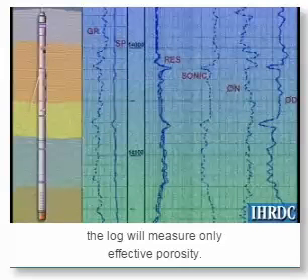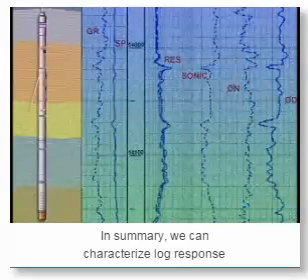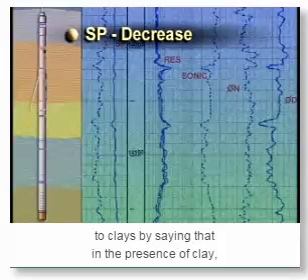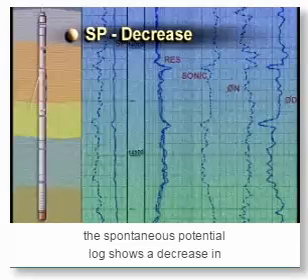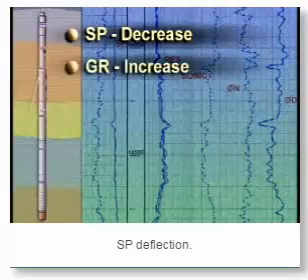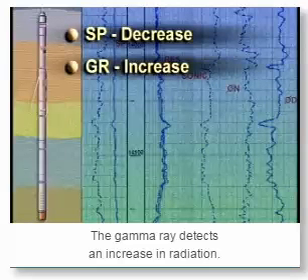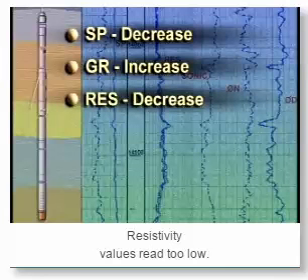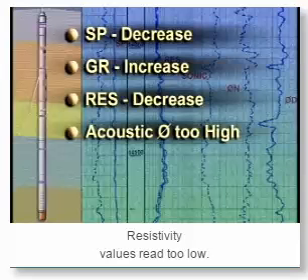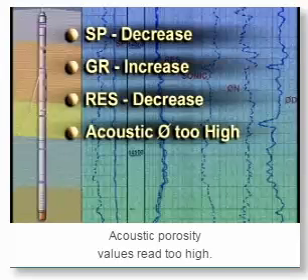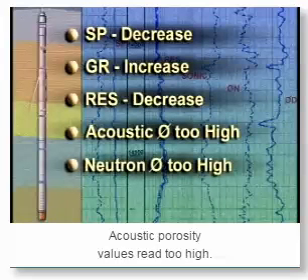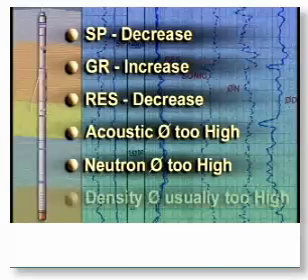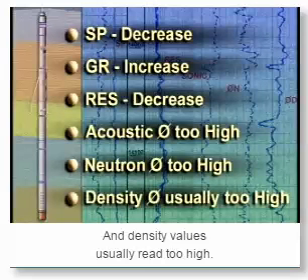In summary, we can characterize log response to clays by saying that in the presence of clay, the spontaneous potential log shows a decrease in SP deflection. The gamma ray detects an increase in radiation. Resistivity values read too low. Acoustic porosity values read too high. Neutron porosity values read too high. And density porosity values usually read too high.